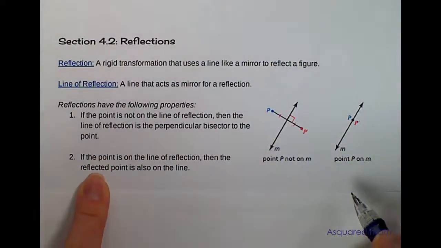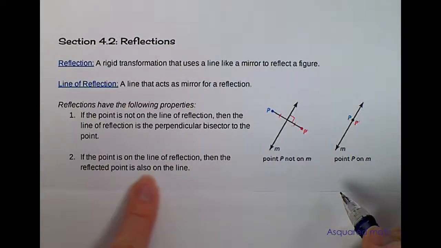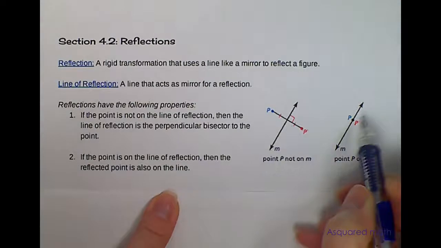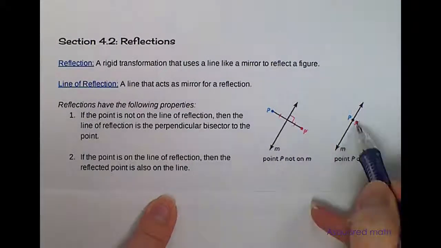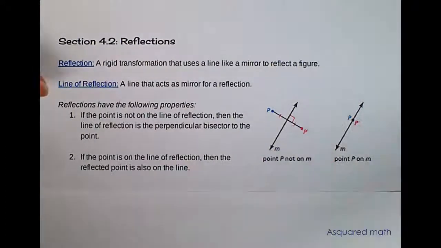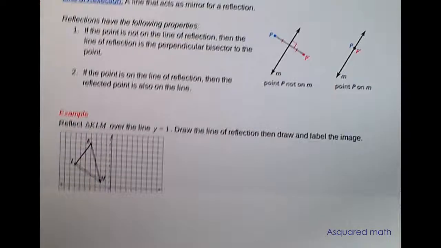The second property we need to know is if the point is on the line of reflection, then the reflected point is also on the line. So if our original point is on line M, then the reflected point is on line M. So let's do a few examples of both of these properties here.